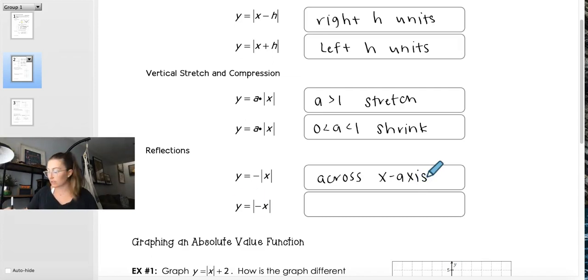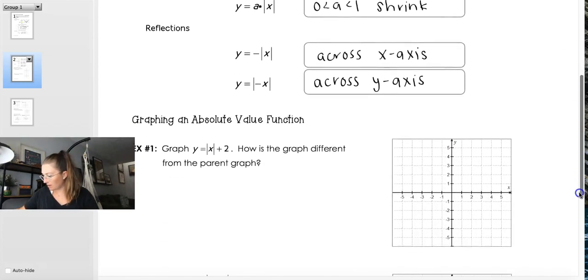Okay, and then this one's on the inside. Everything on the inside is horizontally, so this is going to flip horizontally. So that's going to go across your y-axis. Perfect. All right, let's go ahead and scroll down.